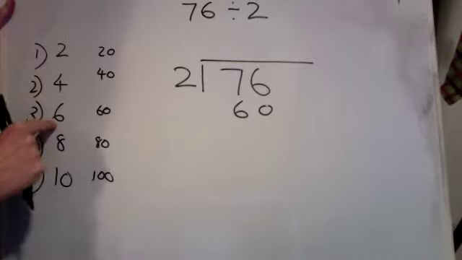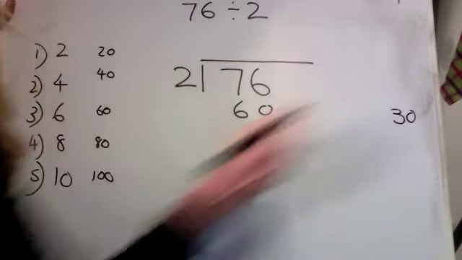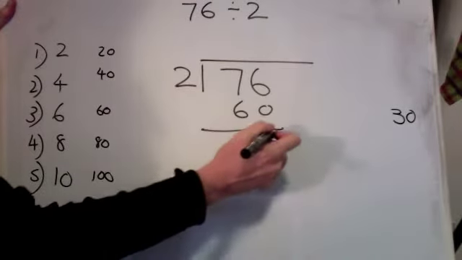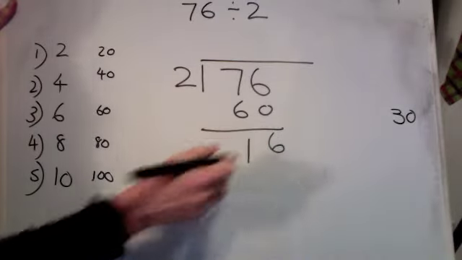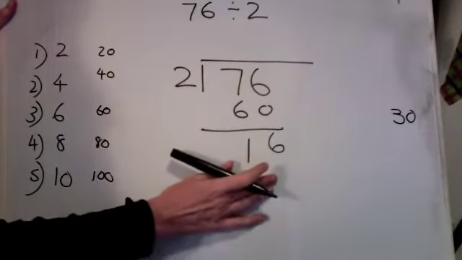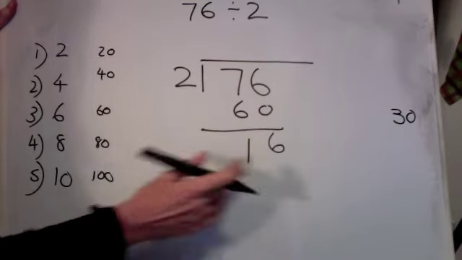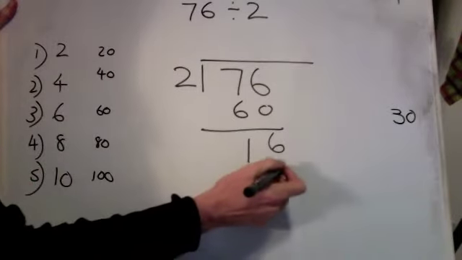3 2s are 6, so 30 2s are 60. Put my 30 over here. Let's see what the remainder is. 6 take away nothing is 6. 7 take away 6 is 1. I'm looking for a number as close to 16 as possible without going over. 5 2s are 10.